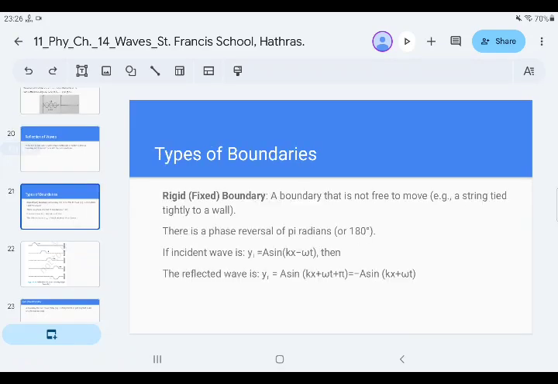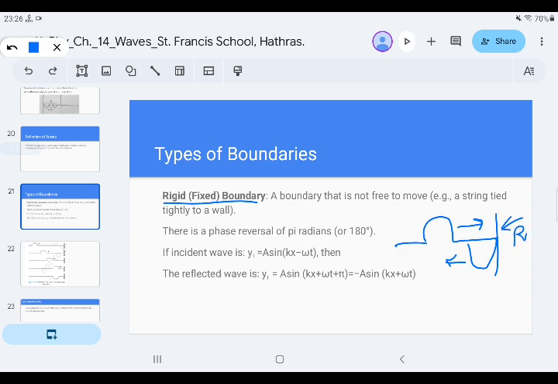Dear students, the boundaries are of two kinds. One is the open boundary and another one is the fixed boundary. First we shall see the fixed boundary. As I've already shown you, when the incident pulse and the reflected pulse have 180-degree phase shift, then it is called a rigid or a fixed boundary. So there is a 180-degree phase reversal.